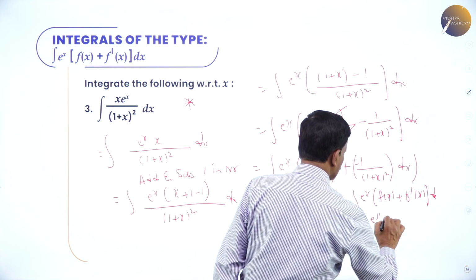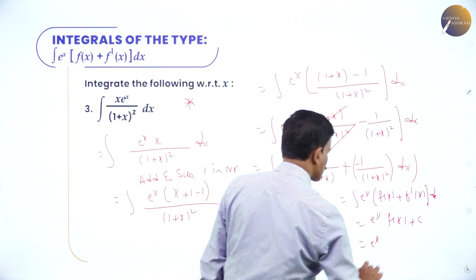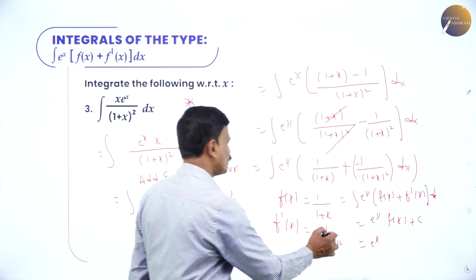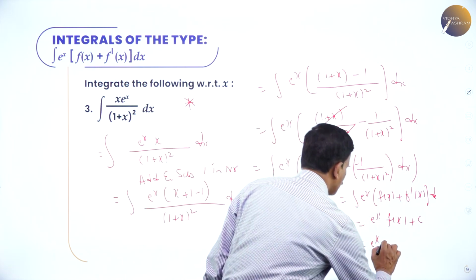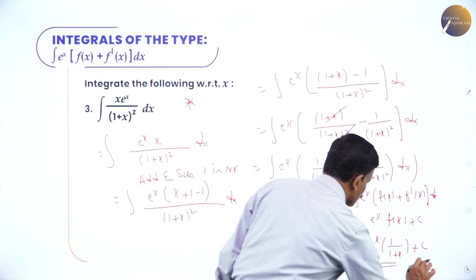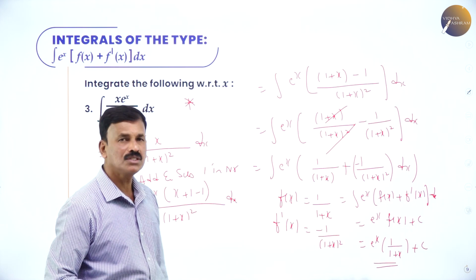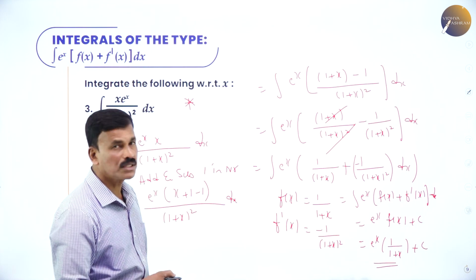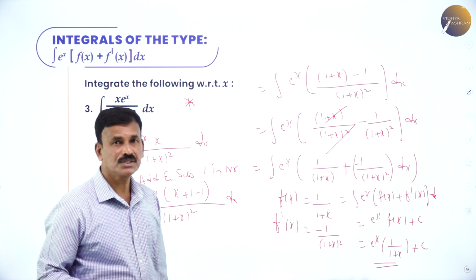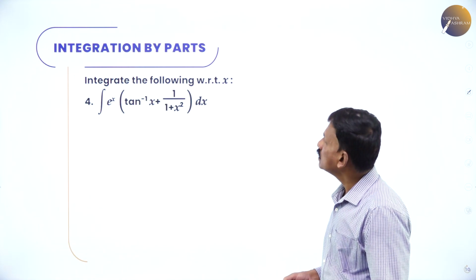What is this equal to? e power x f of x plus c. e to the power of x into, what is f of x? f of x is nothing but 1 by 1 plus x. So, e to the power of x into 1 by 1 plus x plus c is the integrated answer. Very important. You may expect this for your final examination. Right. Now, move on to the next problem.